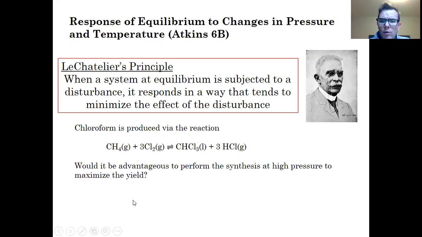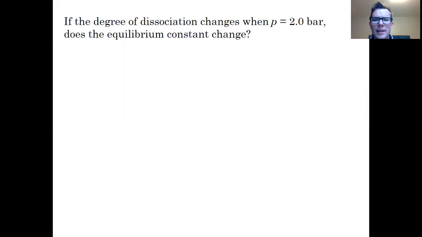So here's how we make chloroform, methane plus chlorine gas. We want to do this at high pressures. Well, 4 molecules of gas, 3 molecules of gas. If I go to high pressure, it's going to favor the products. And so yes, this would be advantageous in this case. Simple enough. Now let me get this a little bit more complicated.